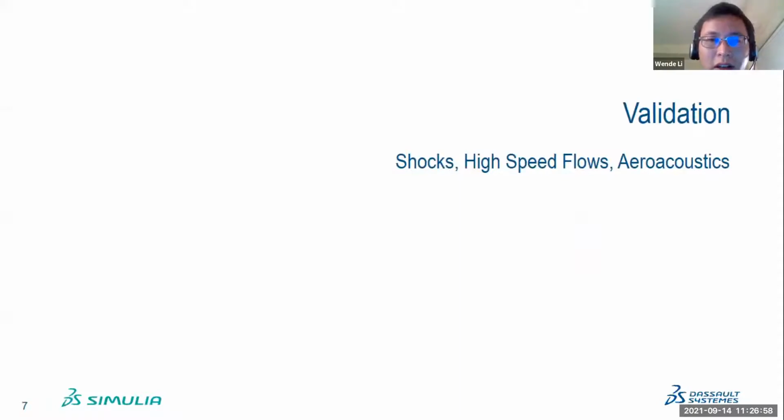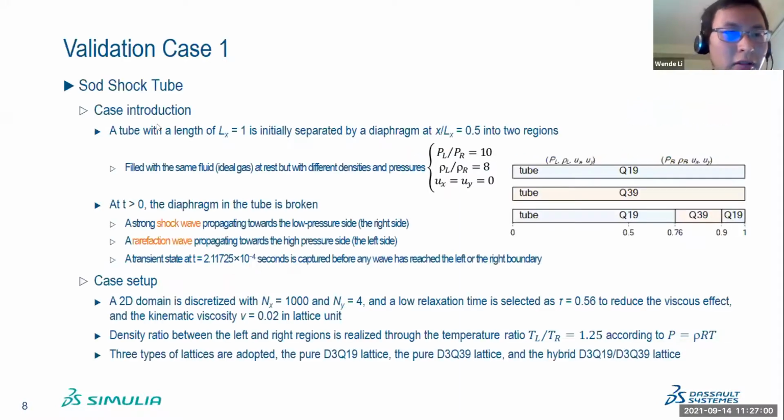The first case I'll introduce is the Sod shock tube. The length of this tube is 1 meter, and at 0.5, there's a diaphragm. Starting from time 0, the diaphragm will break. So two waves are generated. The first is a shock wave propagating to the right, and the other is a rarefaction wave propagating to the left. We will capture the transient state at this time to see these two waves.